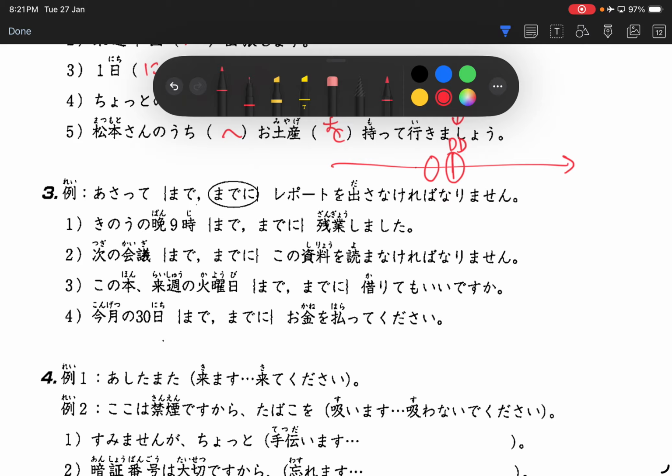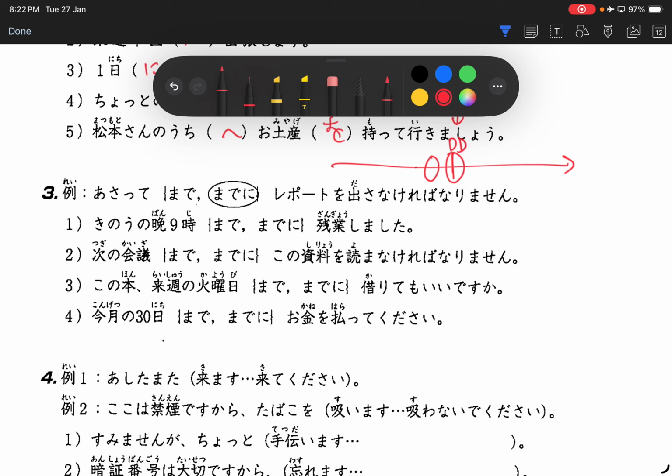Okay, number 2, 次の会議までにこの資料を読まなければなりません。Very good. So until the next meeting, I mean up to the next meeting you can still submit. But as long as by the next meeting. So by the next meeting you just have to submit.